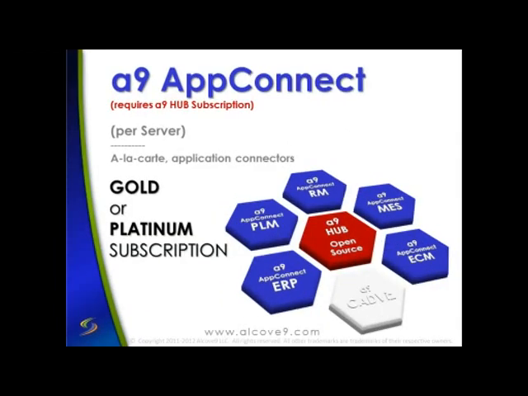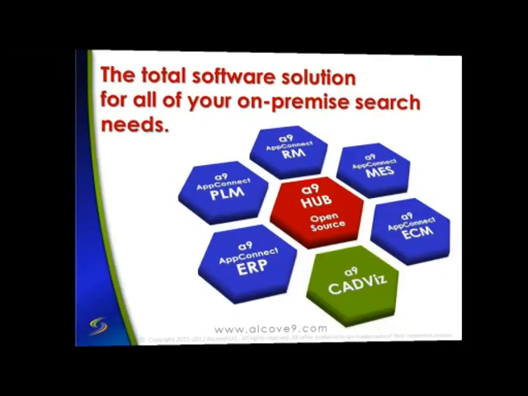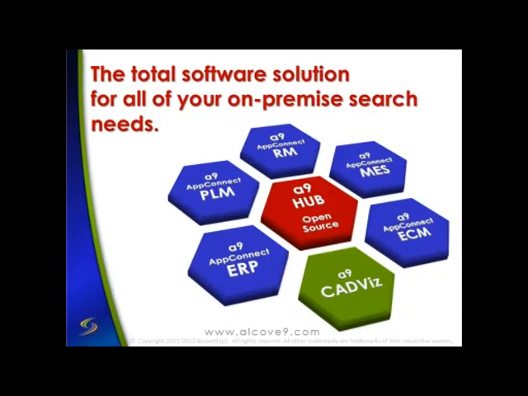The A9 App Connect, including the AutoCAD that I just showed you, the embedded AutoCAD, is also offered on a per server type option. Again, it doesn't matter how many users you have. It depends on the A9 Hub subscription, the tiered subscription I described, and also comes with a Gold and Platinum type subscription. So that's the total software solution that we have for your on-premise search needs.